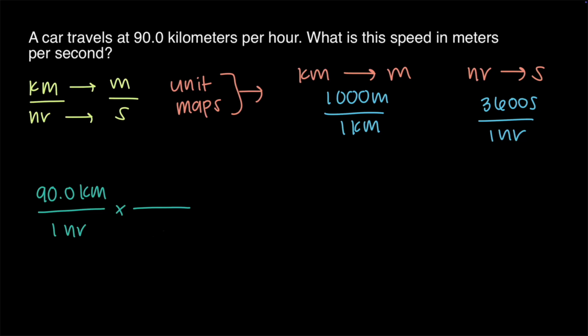In the first fraction, we put 1 kilometer on the bottom and 1,000 meters on the top. In the next fraction, we put 1 hour on the top and 3,600 seconds on the bottom. The kilometers cancel out and the hours cancel out, leaving us with meters per second, the units needed for the answer.